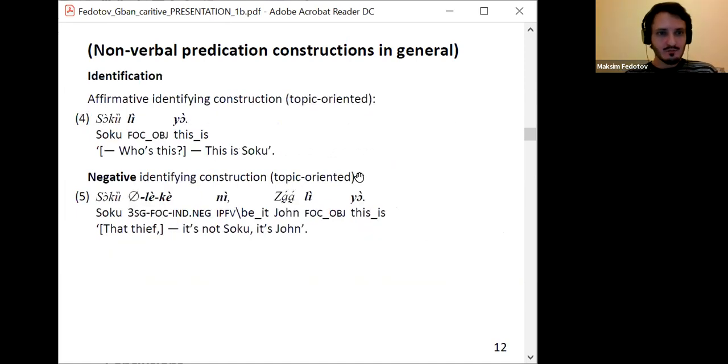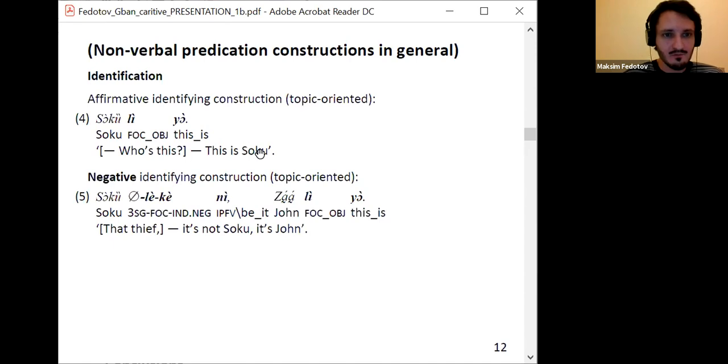For identification, Gban uses a construction with a non-verbal copula yo, which is switched to a verbal copula ni in all non-affirmative indicative contexts. Okay, so this is probably just some technical details. So actually, these are two very close counterparts.